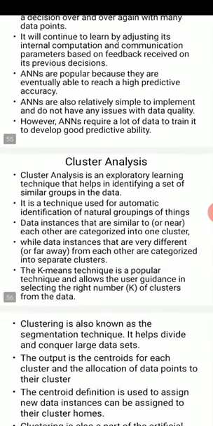Okay, so artificial neural networks are also relatively simple to implement and do not have any issues with the data quality. However, an artificial neural network requires a lot of data to train. That is, you require a lot of data for the training process.